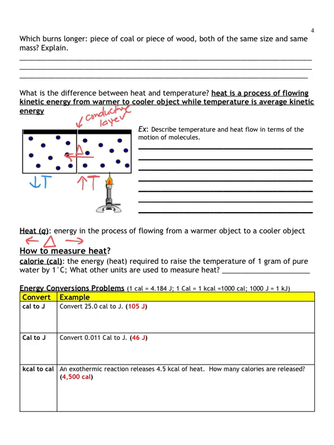All right. How do we measure heat? We measure it through a unit called the calorie. A calorie is the energy, specifically heat energy, required to raise the temperature of 1 gram of pure water by 1 degree Celsius. What other units are used to measure heat?